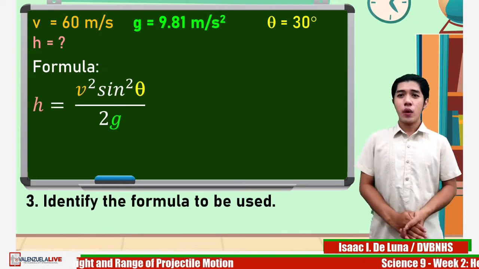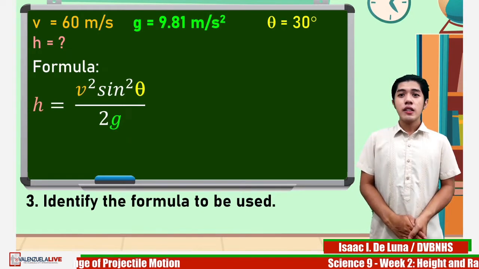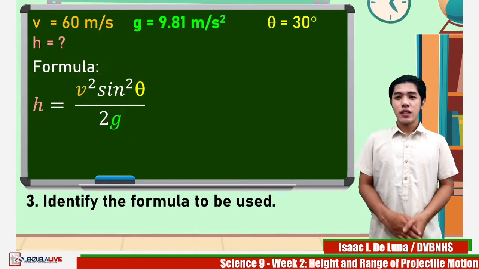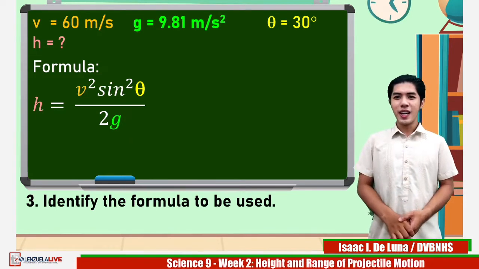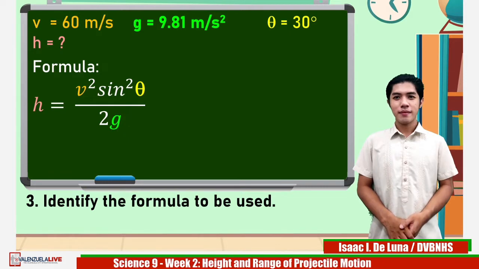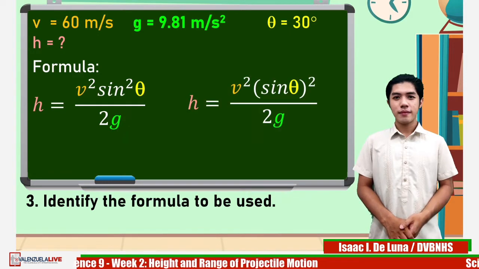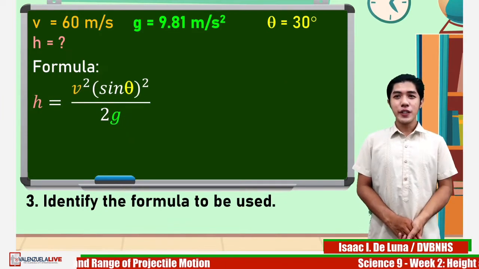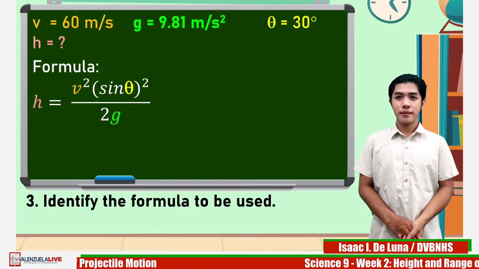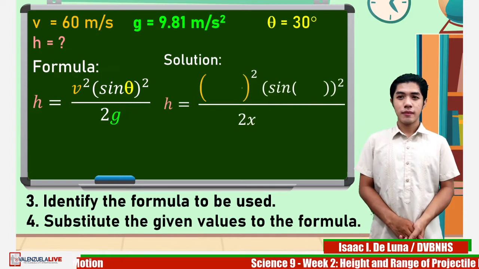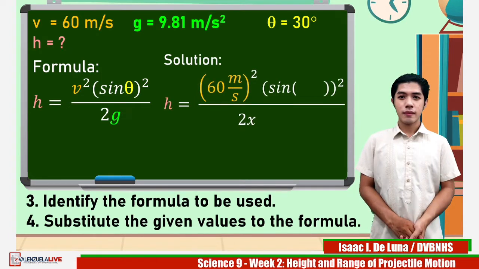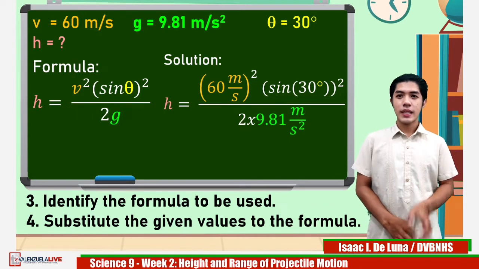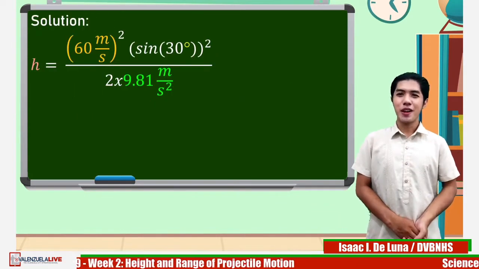Sine squared theta can also be written as squared of quantity sine theta. So we can also write our formula this way. Step 4. Substitute the given values to the formula. Step 5. Carry out the computation.